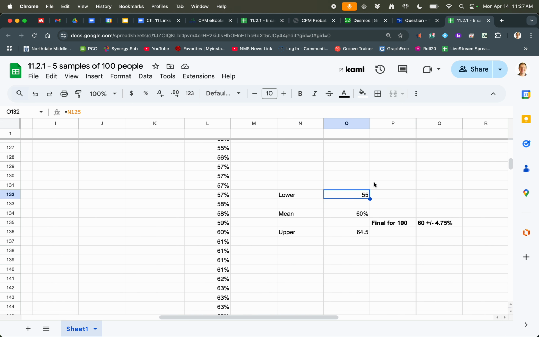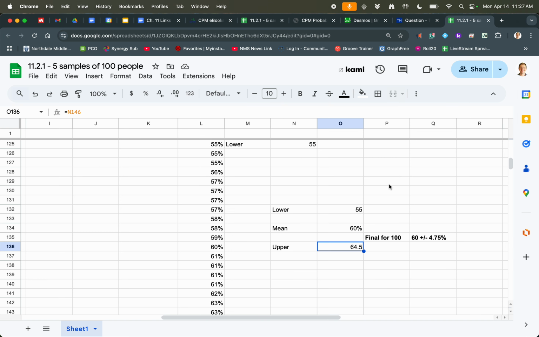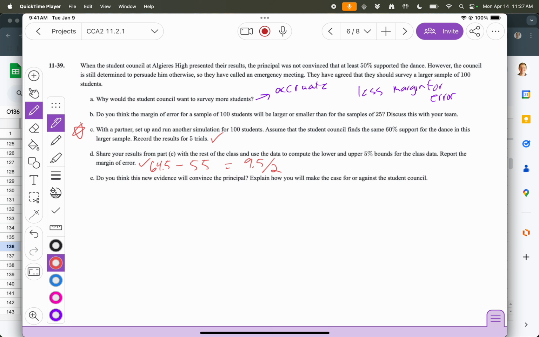So jumping back into this, my lower bound was at, I already forgot the numbers again. I'm great at this. Okay, 55 and 64. I'm going to write this down. So I'm going to find that difference again, 65 and 54. That'd be 9.5. And I'm going to divide it by 2, because that's going to tell me my plus or minus, my margin for error. So I'd end up with 4.75. Well, think about that. Before we had 14%, now we have 4.75. We have not quite a third of the margin for error here.